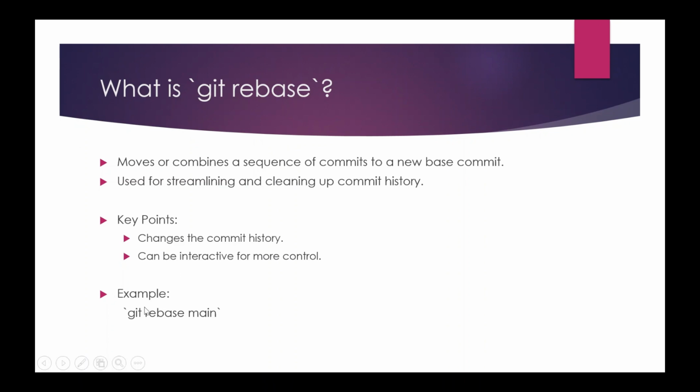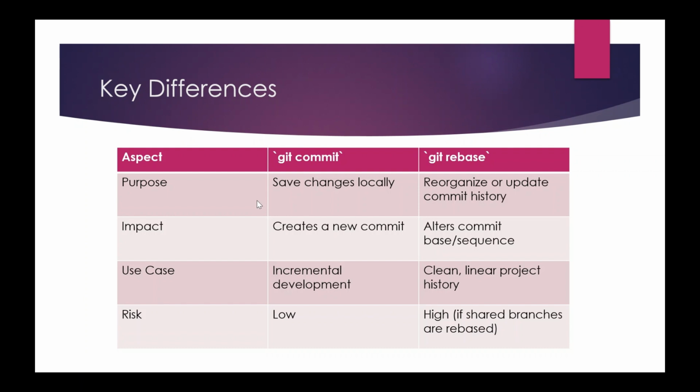This is the example: git rebase main. With this command you can rebase the changes. Let's discuss the key differences in this table between git commit and git rebase. What is the purpose? Git commit saves changes locally, and git rebase reorganizes or updates commit history. Okay, basically you can merge or combine all the commits in one single unit or single commit.